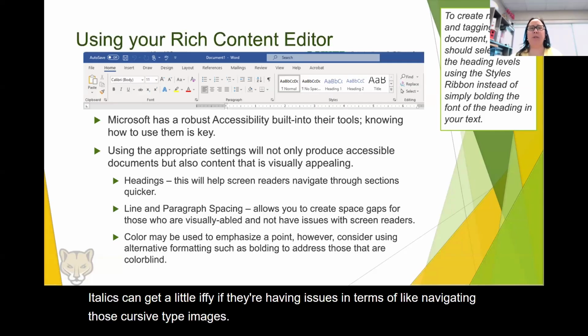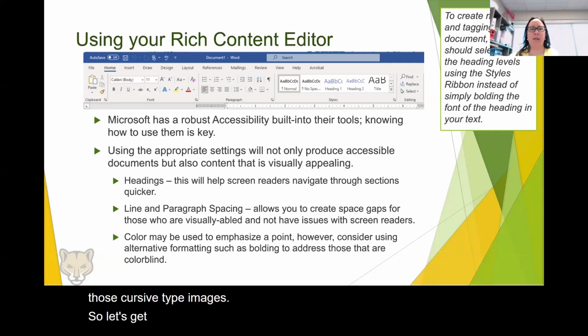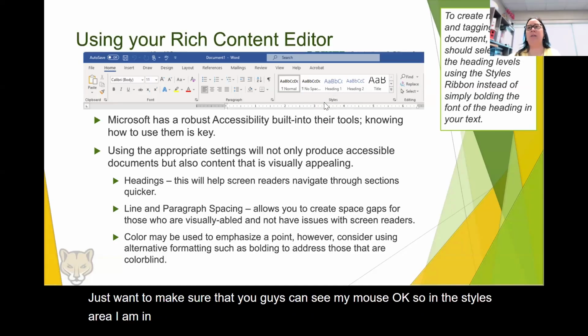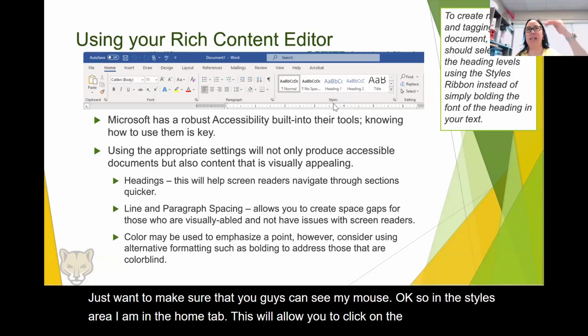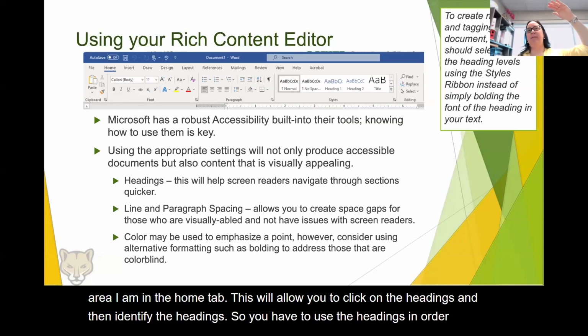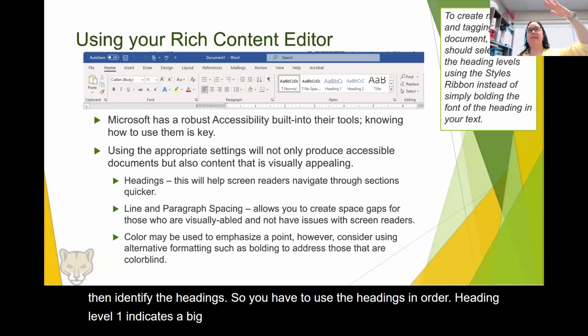So let's get familiarized with our tools here. Just want to make sure that you guys can see my mouse. Okay. So in the styles area, I am in the home tab. This will allow you to click on the headings and then identify the headings. So you have to use the headings in order. Heading level 1 indicates a big area, and a subpoint of heading level 1 is 2.